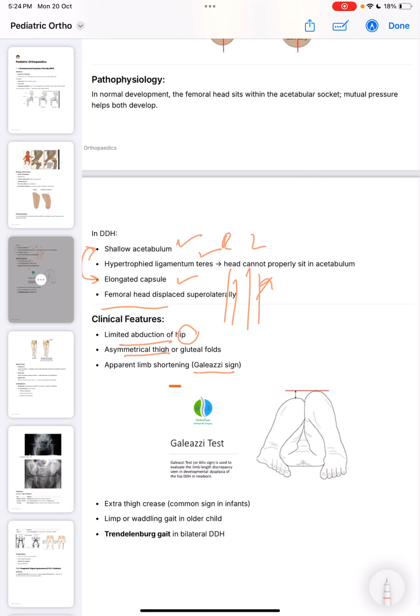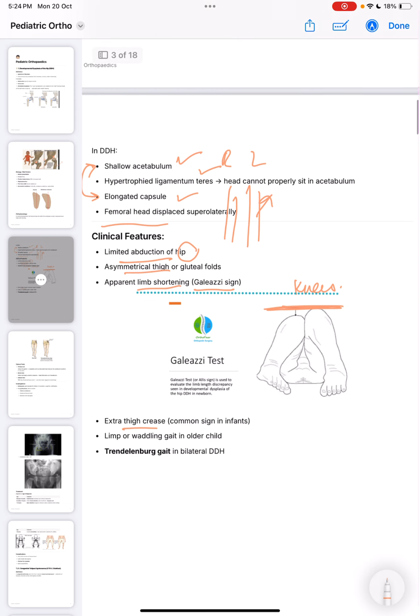And then there's the Galeazzi sign, in which when you flex both knees together like this, the knees are unequal, okay? So there's limb shortening, right? And then there's an extra thigh crease, which is a common sign in infants.